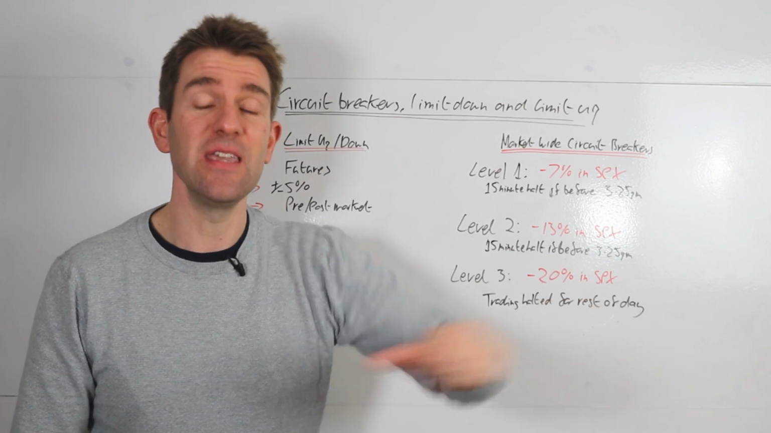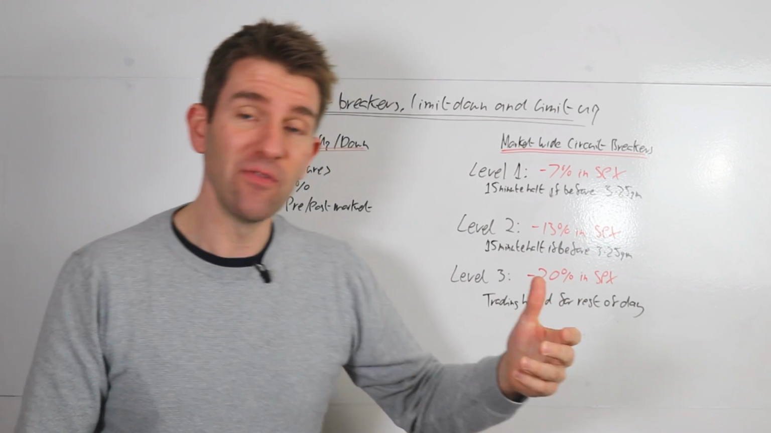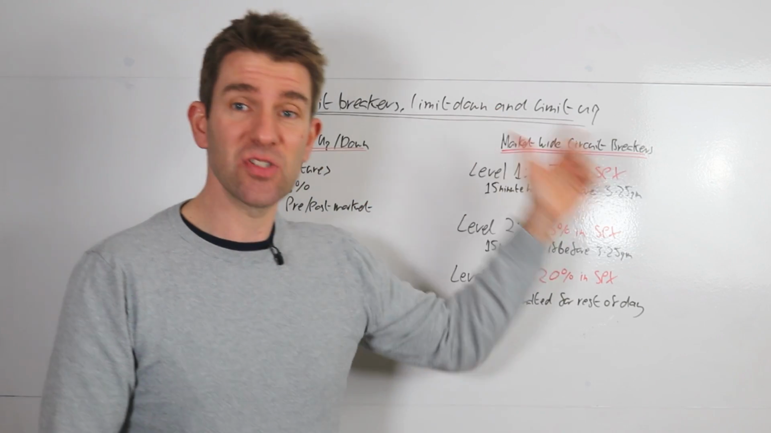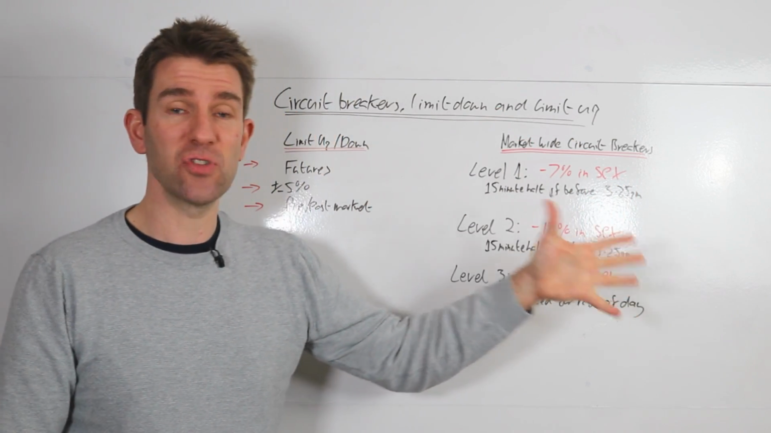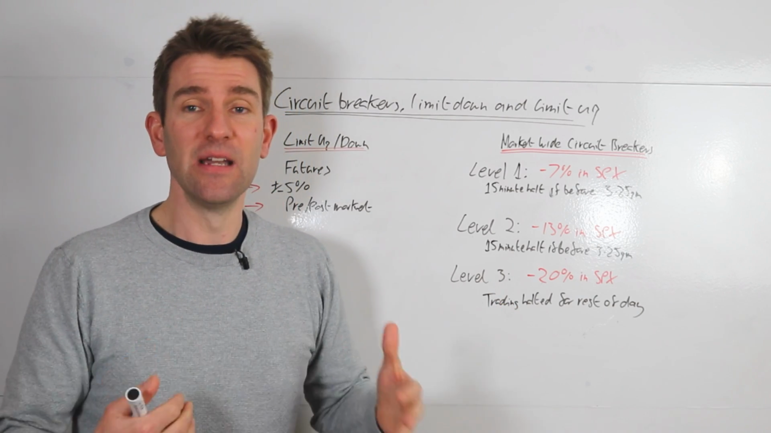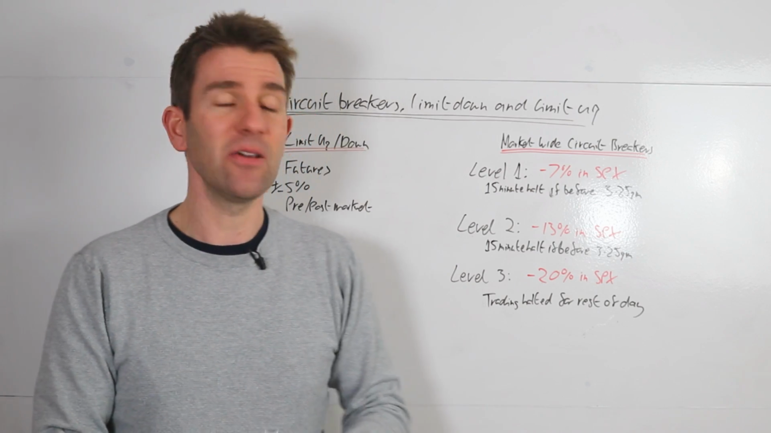Now, we have seen circuit breakers hit very recently, during these videos. We've seen limit up, we've seen limit down, we've seen circuit breakers going off that have stopped the market falling. And they work really well, actually. You can see the underlying technology behind it, and you think, okay, does the job.